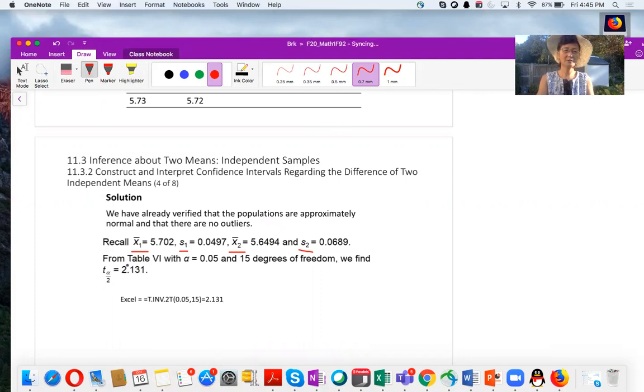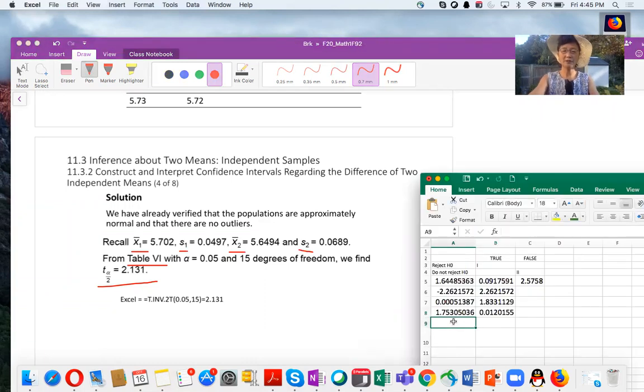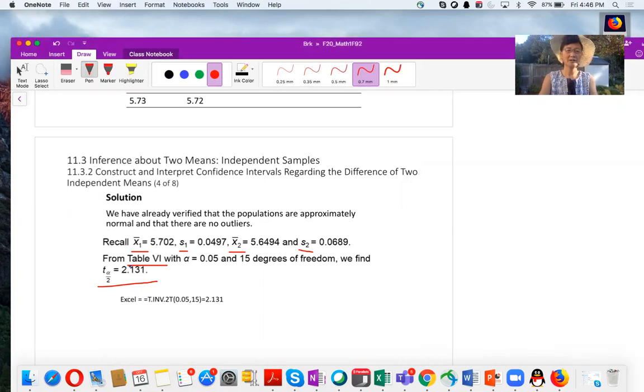And you can find the critical value from a table, or you can get this critical value from Excel. Okay, and how do you get it from Excel? Remember, confidence interval always refers to the two-tailed situation. So when you use Excel, there is a built-in formula. You type in T.INV.2T, 2T means two-tail, and then 0.05 is the alpha, degree of freedom is 15. Okay, and you get this critical value. 2.131 is the critical value.